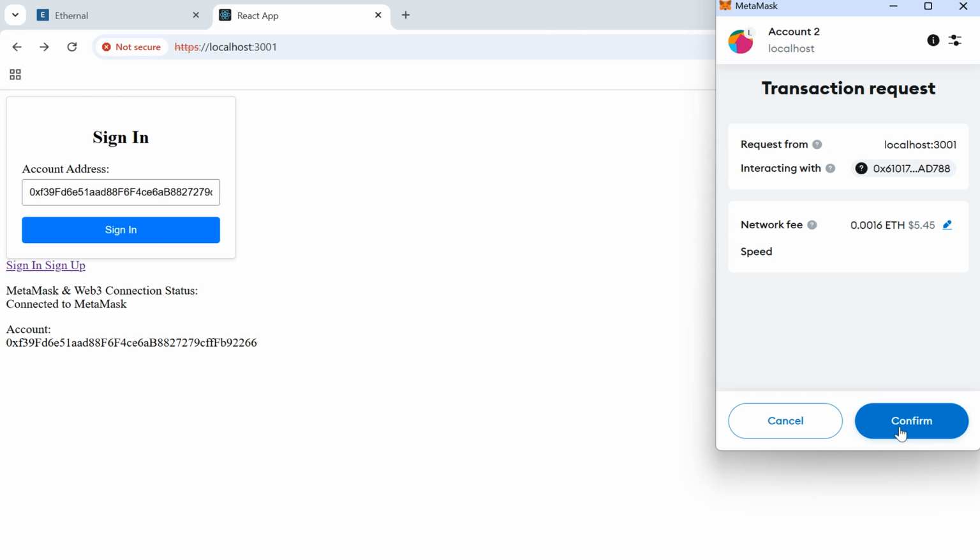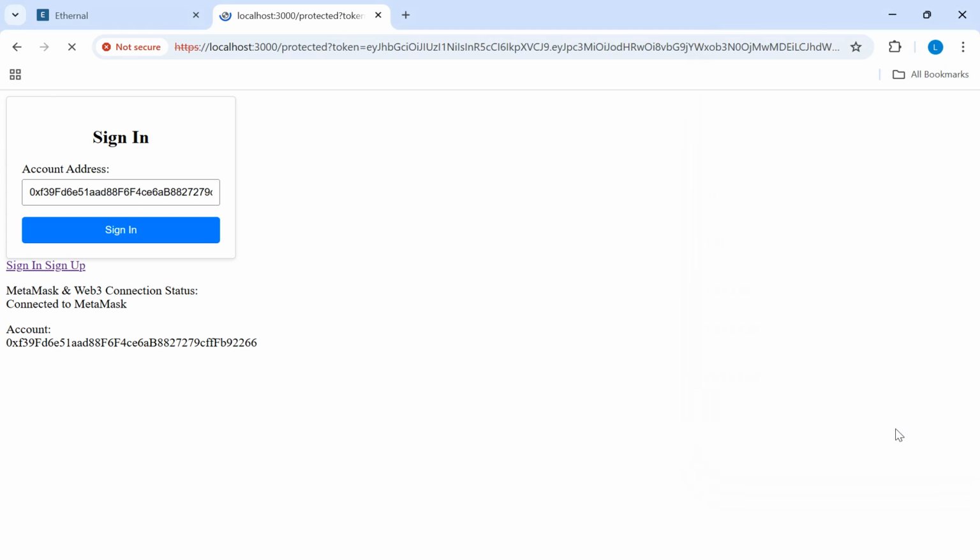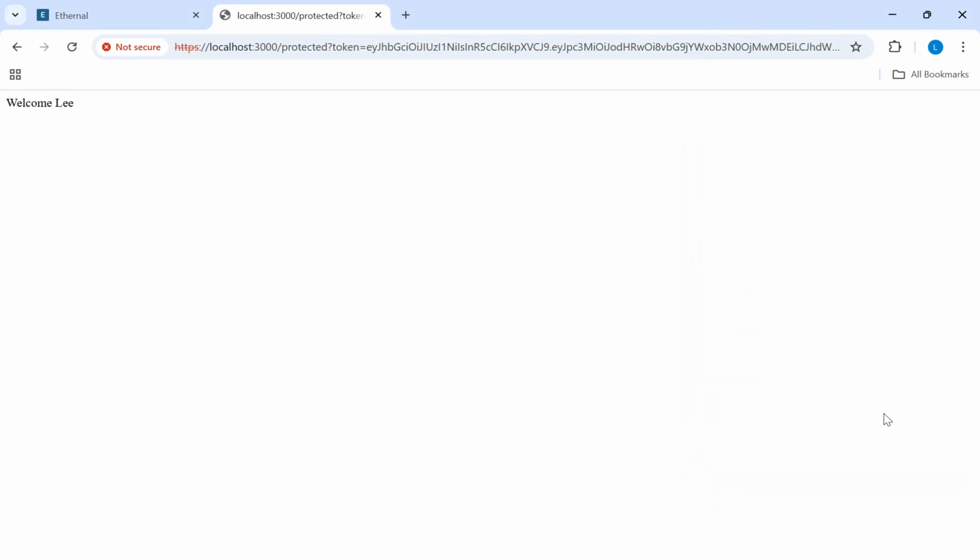So let's confirm decryption. So everything happens very quickly. The cloud service provider has verified the token. It has received the token from the identity provider, verified the token, and given the protected resource or the protected page to the user. This is the end of our authentication process.